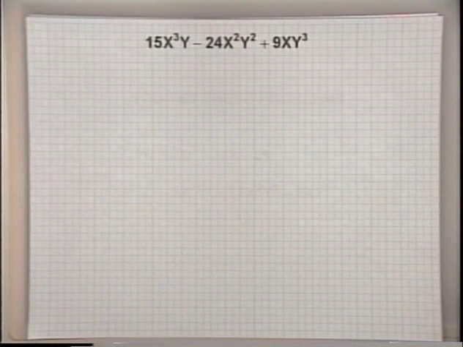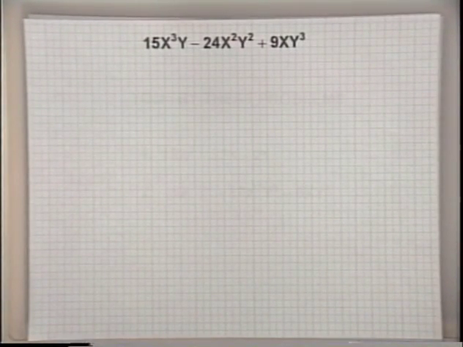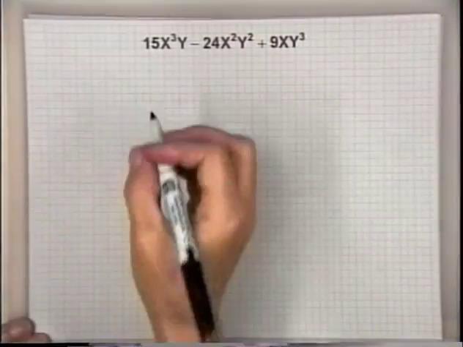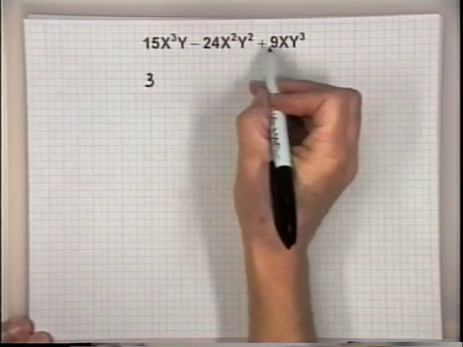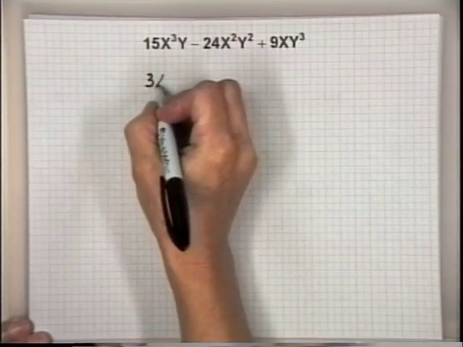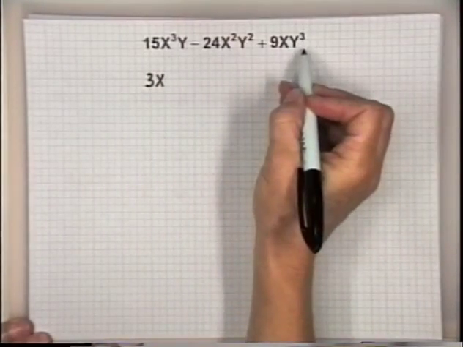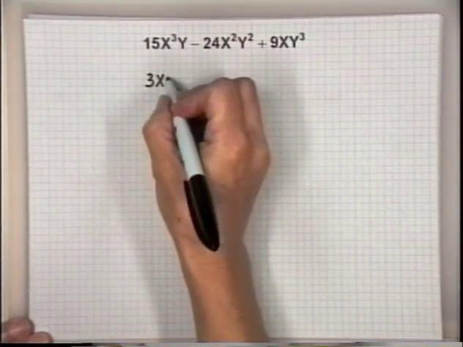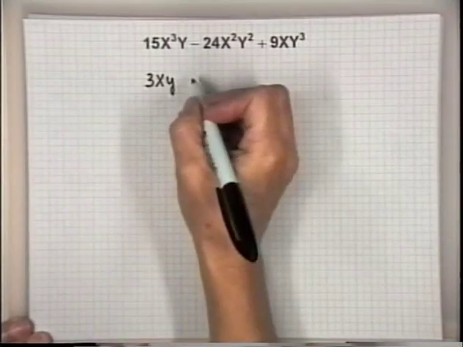(15x cubed y) minus 24x squared y squared plus 9x y cubed. Looking at these numbers, I notice that I can divide all of these numbers by 3. So let's write that 3 down. But notice also there are x's in all 3 of these terms, the smallest exponent being 1, so I can factor out x to the first power. Also, there are y's in all 3 terms. Smallest exponent again is 1. 3xy is my common factor.